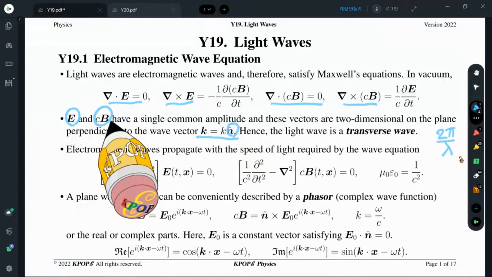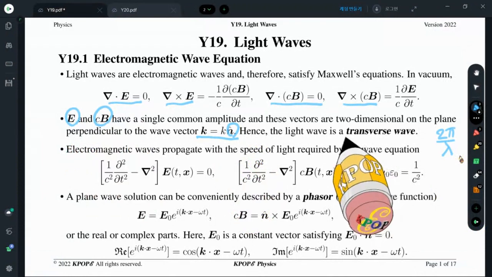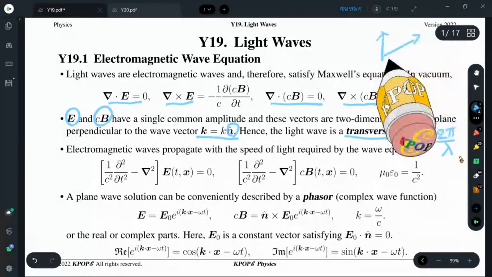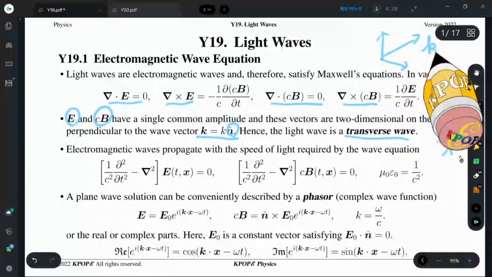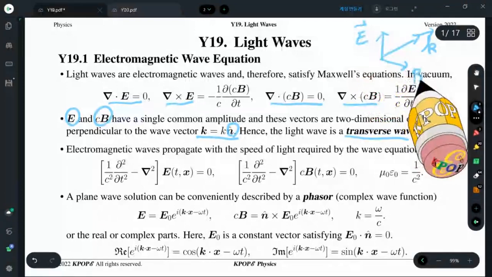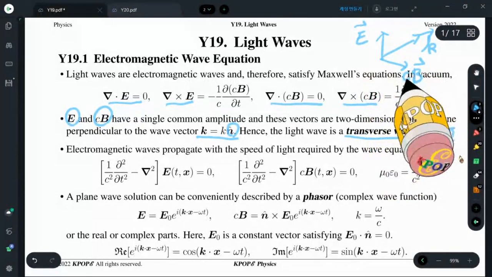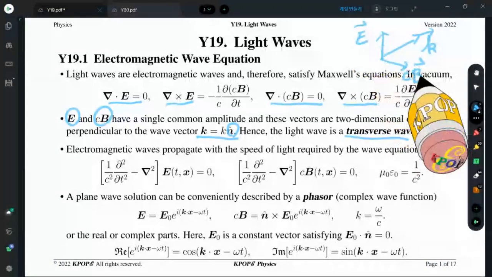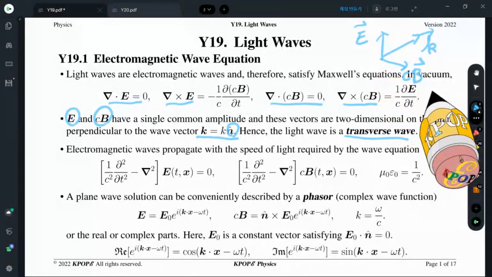Both the electric field and magnetic field are transverse. That means they are perpendicular to the wave vector. For the electric field and magnetic field, we have to multiply by the speed of light to make the magnitudes of the electric field and magnetic field the same.